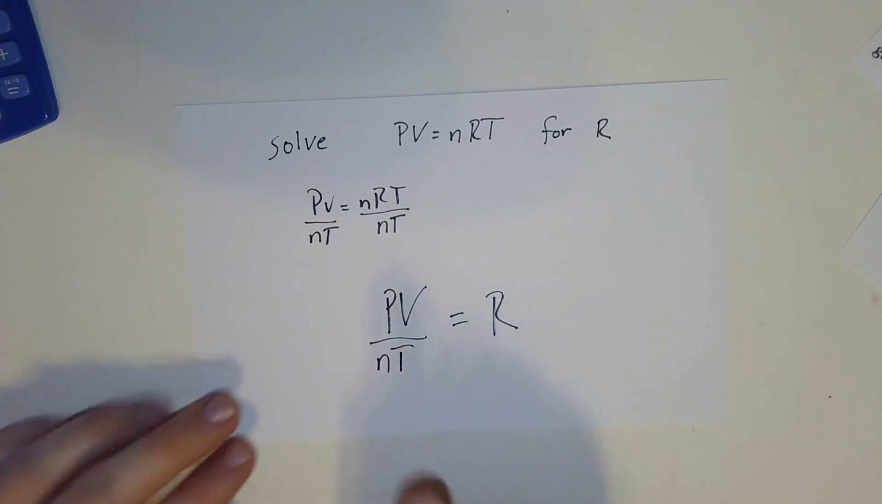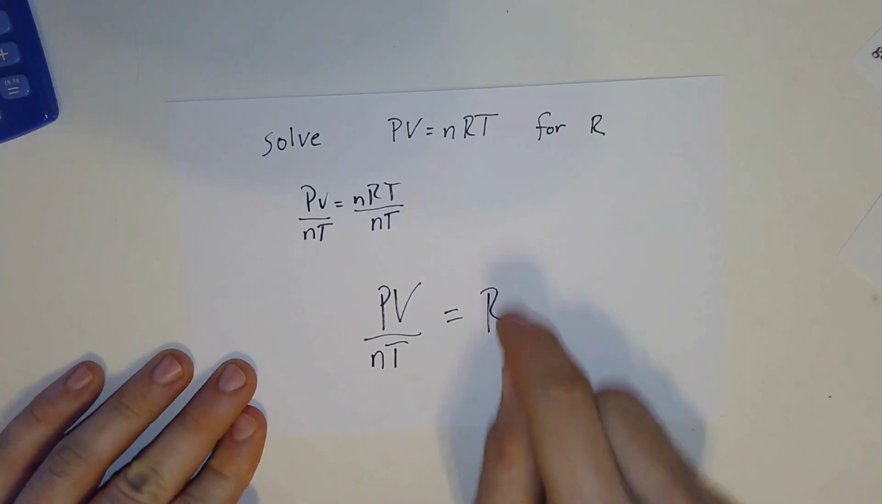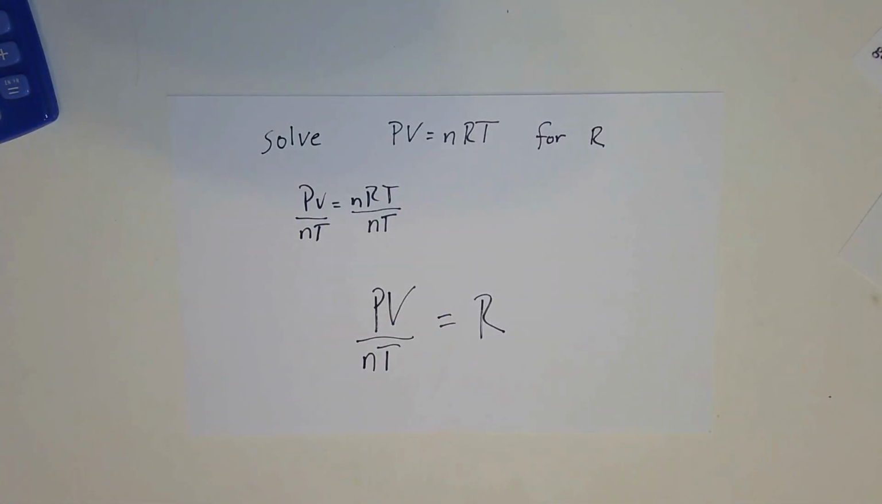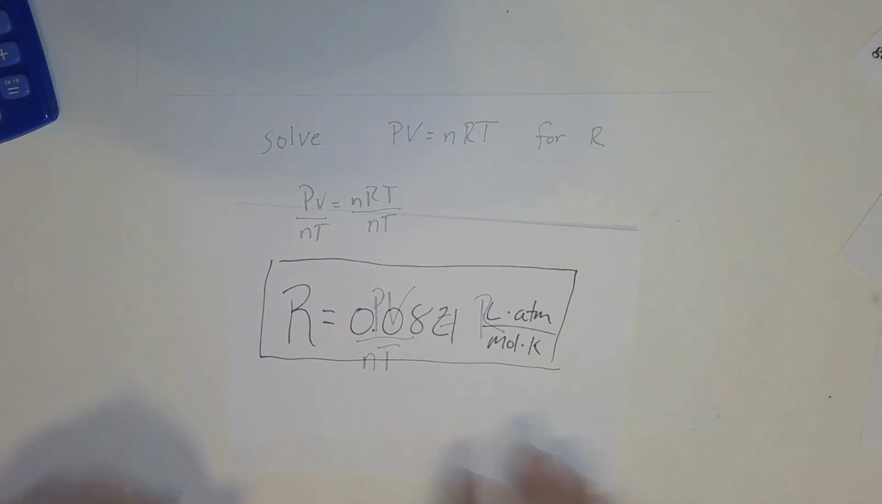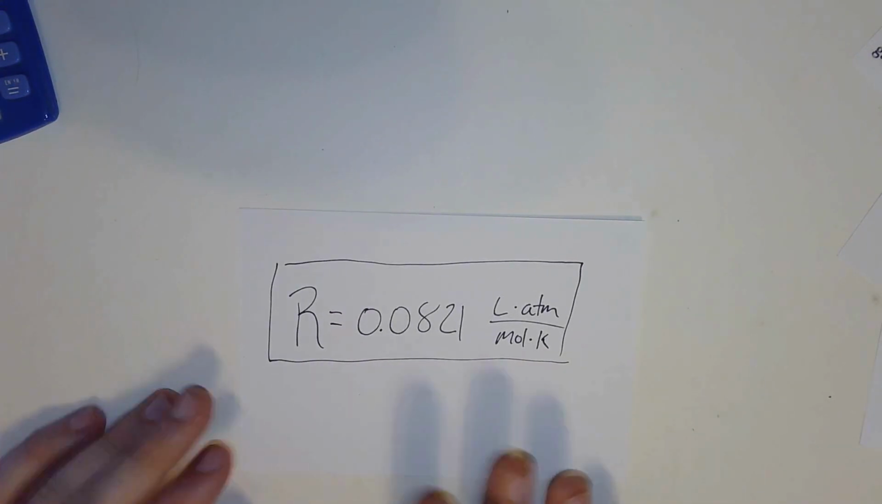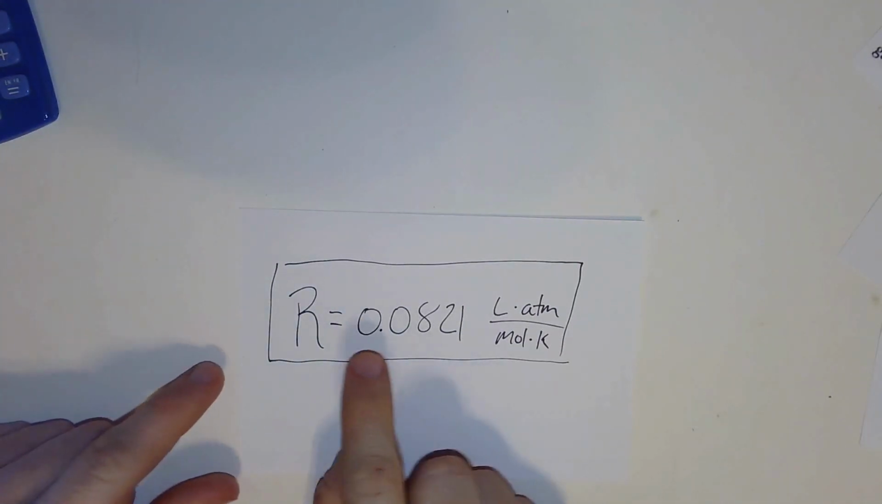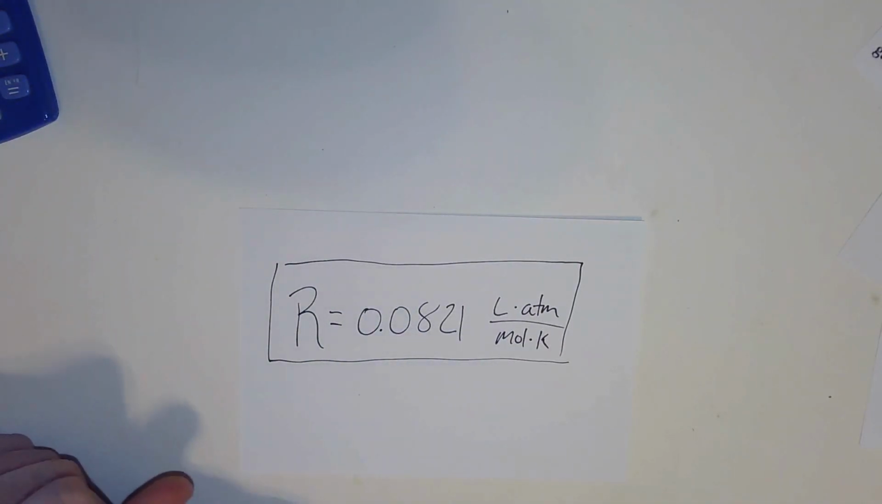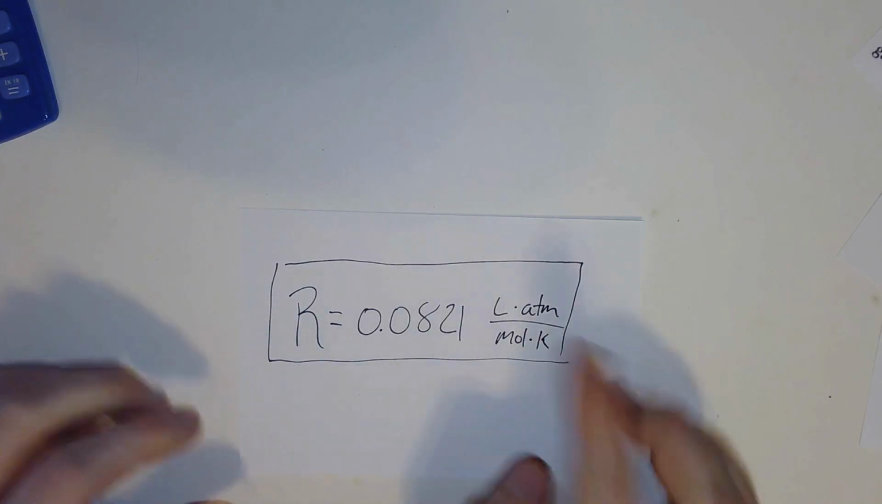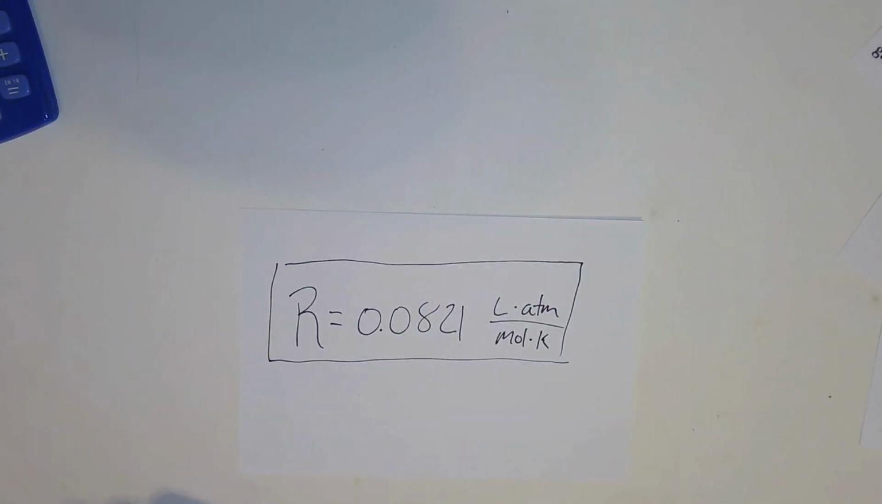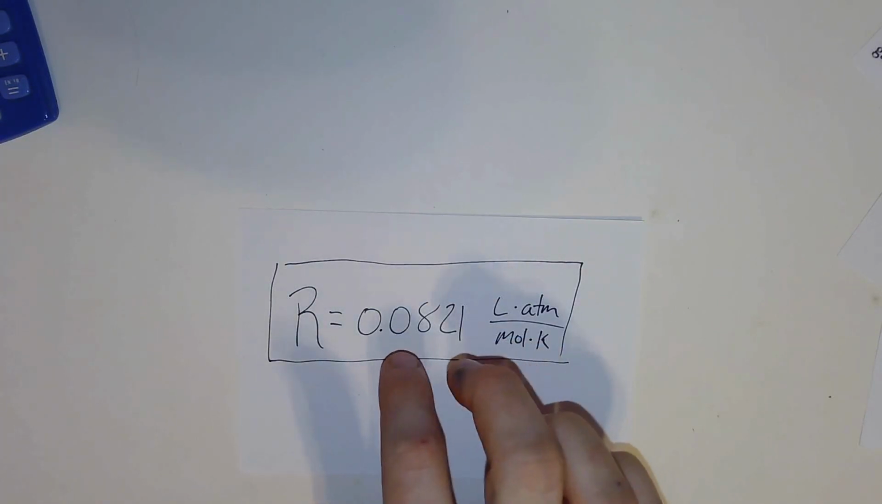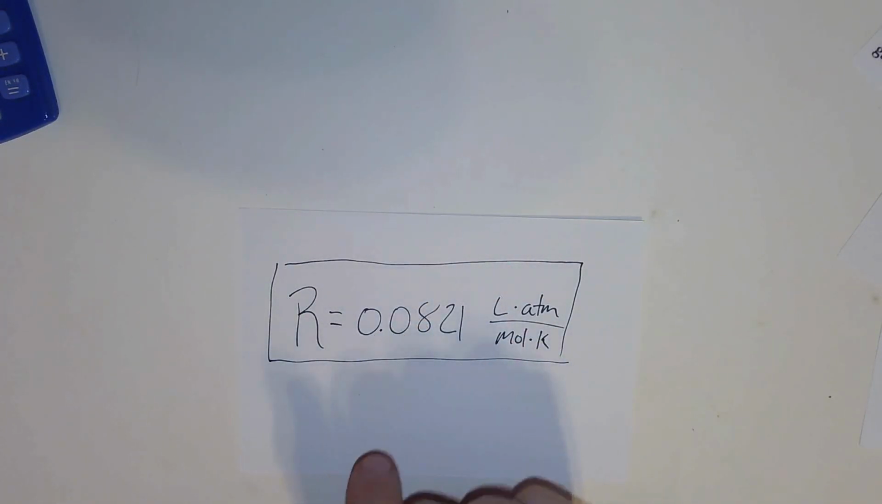Now, this is incredibly powerful if we could figure out what this number R actually was. If we were in a lab, maybe we could play around a little bit and try it, but we're not. So I'm going to give it to you. And that is that R is always, for this class, 0.0821 liter atmosphere per mole Kelvin. This vomit of a unit at the end. Now, that in itself is useful, because that means if I plug this number into PV equals nRT, it's going to work out.